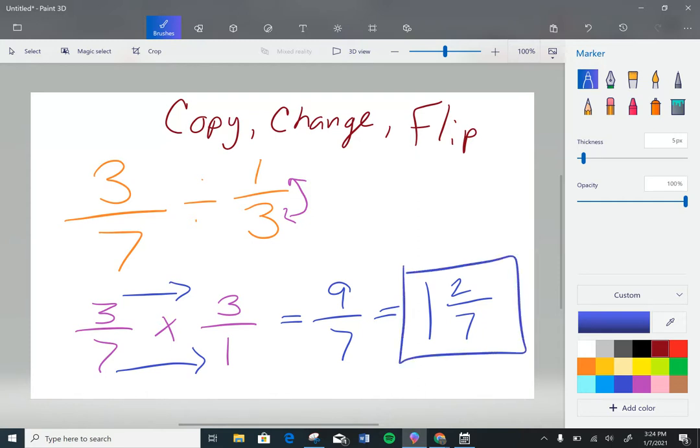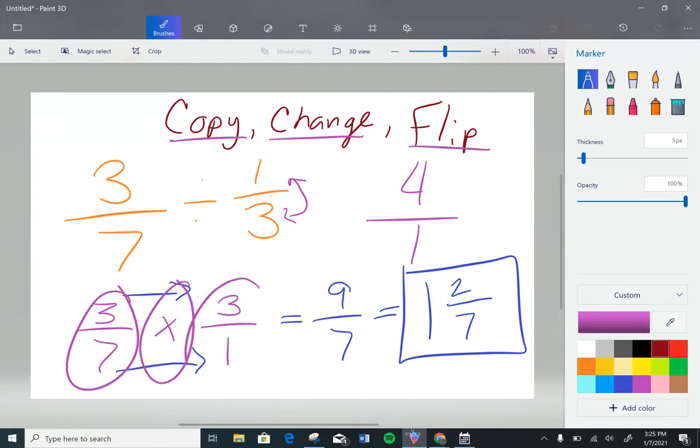So the biggest thing to remember is if you have a whole number, you have to change it to a fraction first. And remember, in order to change a whole number to a fraction, we just put it over 1. Then you can copy, change, and flip. So copy our first fraction, change our sign, and flip our second fraction.